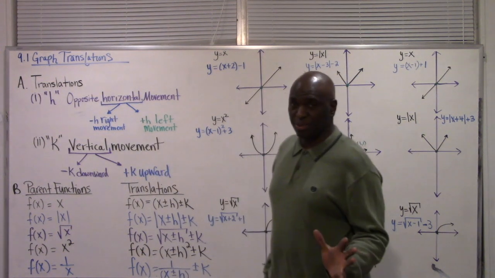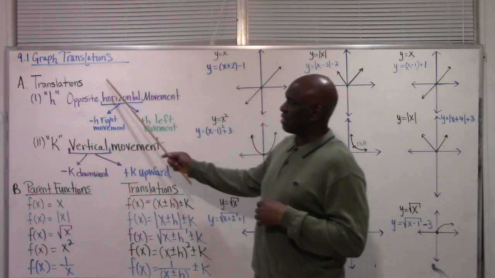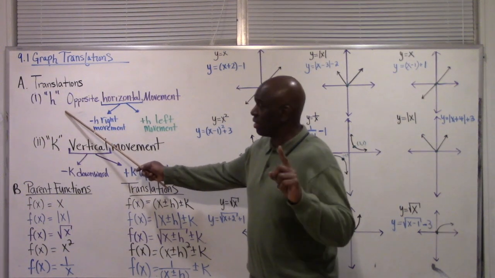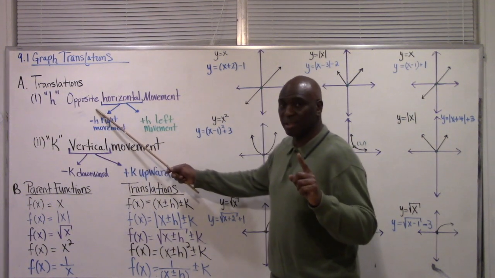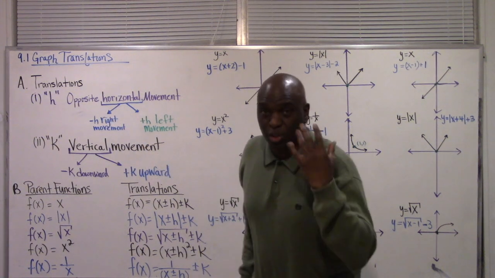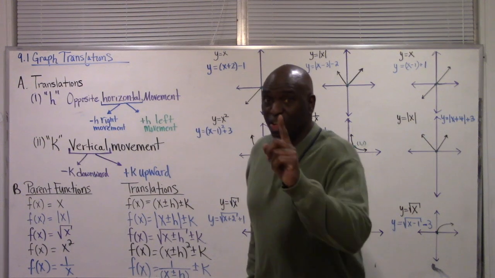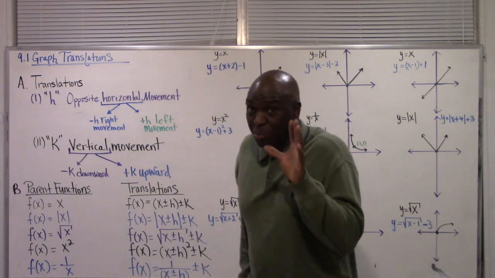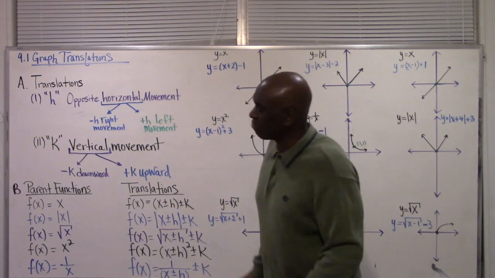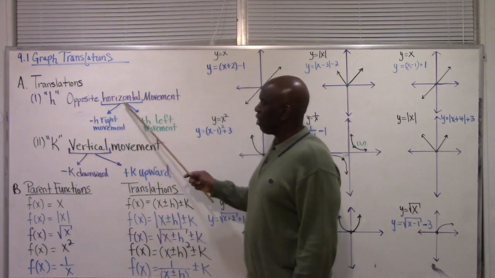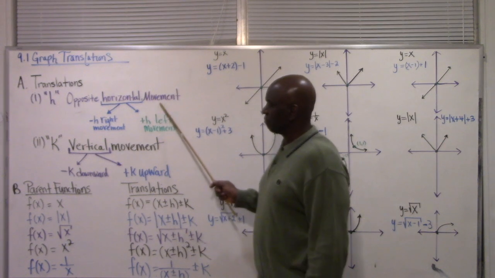Lesson 9.1, graph translations. So here's the most important thing. Translations. H represents opposite. Say opposite with me. Come on, say opposite. Opposite. You're going to mess it up, aren't you? I hope not, but we'll see. H represents opposite horizontal movement.